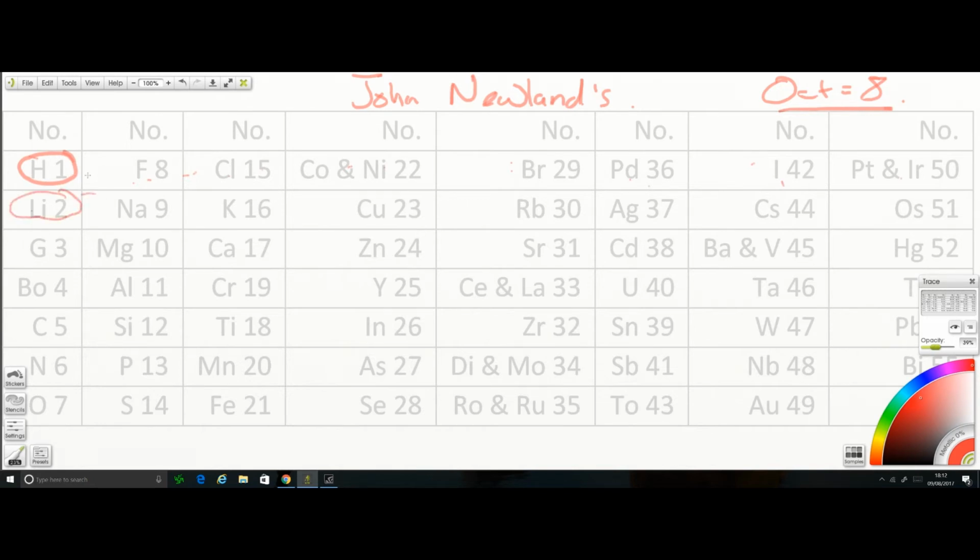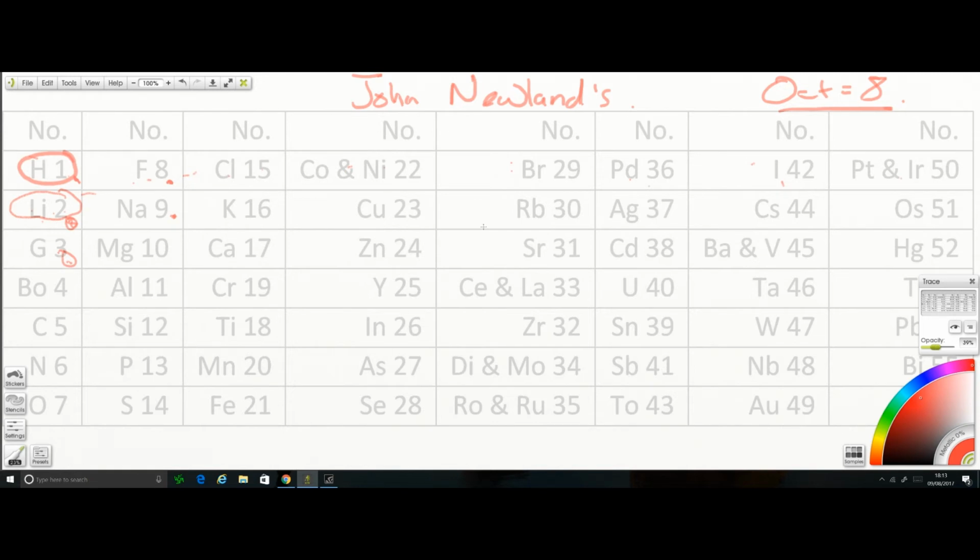And what he noticed is that hydrogen, the first one, will have the same properties or similar properties as the 8th one. So if you take this one now and you count 8, you'll end up here, and this one will have similar properties to the one above it. So this one, let's say you make this one number 1, you go 1, 2, 3, 4, 5, 6, 7, 8. So this one will be the 8th one, and fluorine will have similar properties to sodium.